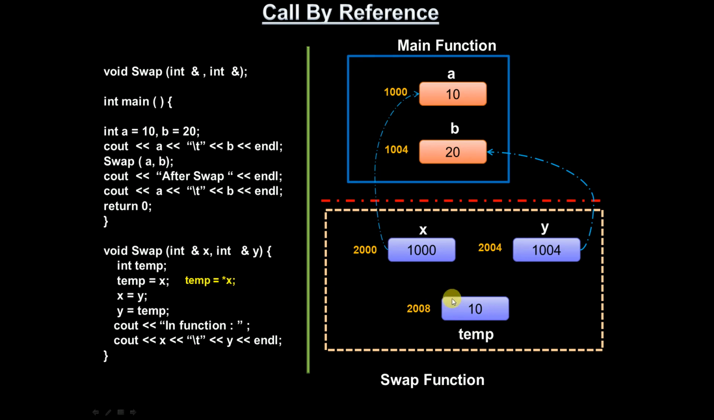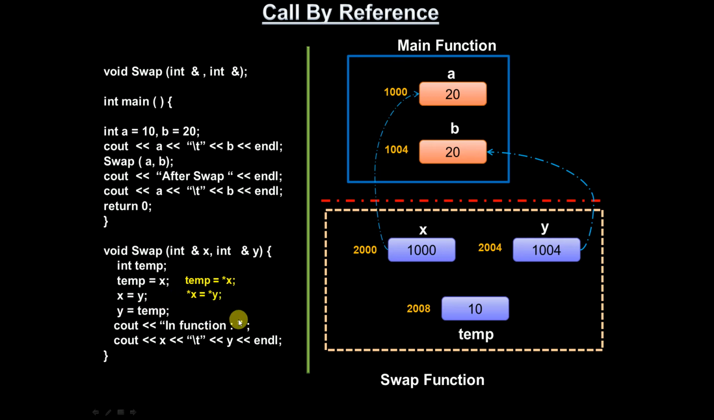So what is temp? This one. What is star x? Star x is nothing but, x is holding the address of a, that is 1000, and the value present in this 1000 memory location is 10. So 10 will be copied here. Next, x equals y. Now the compiler converts this statement to star x equals star y. You have written it like this, but the compiler converted it like this.